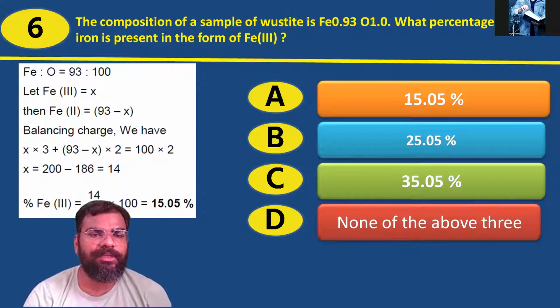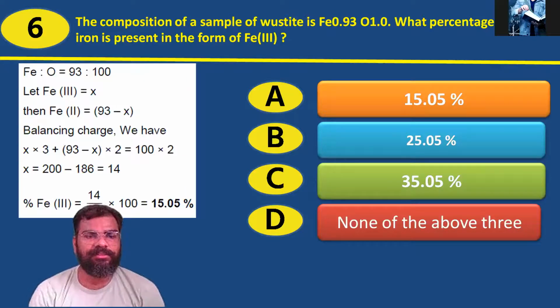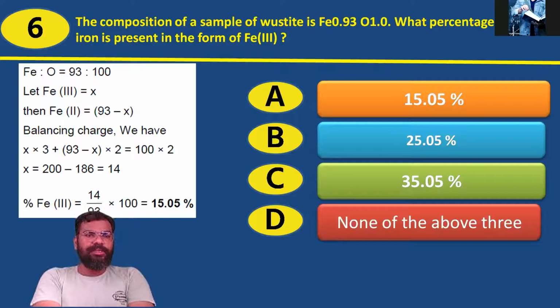So here, if you see, Fe 0.93 O they have given. 0.93 multiplied by 100, if you do, you will get 93. For oxygen, 1 they have given, so 1 multiplied by 100, if you do, you will get 100. So for oxygen it is 100 percentage.